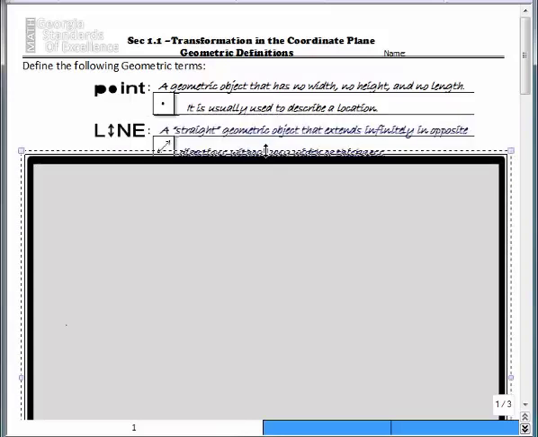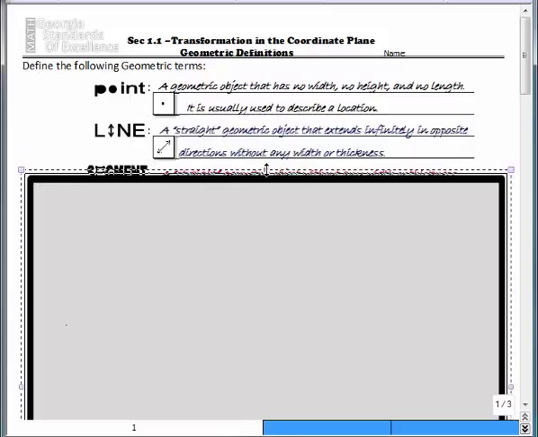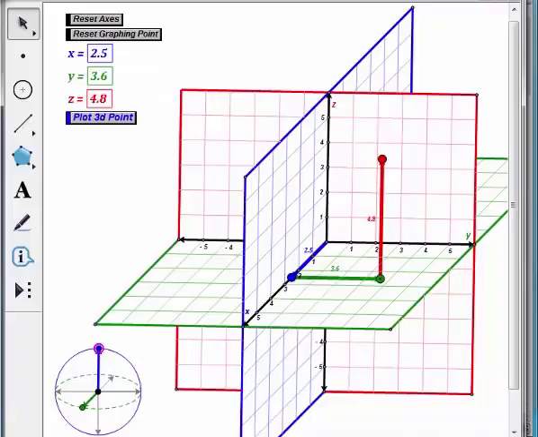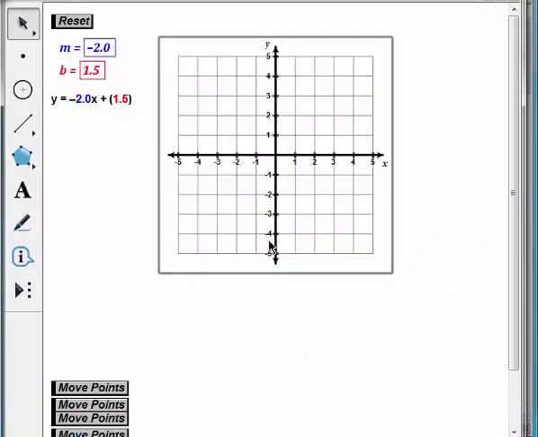Alright, the next term we're going to look at is a line. It's a straight geometric object that extends infinitely in opposite directions without any width or thickness. Let's go back to what we think lines look like. Commonly we'll graph them on a Cartesian coordinate system, and if I were to graph the line y equals negative 2x plus 1.5, we'd start at 1.5 and go down 2 and over 1, down 2 and over 1. You can see we get a graph that looks something like this.